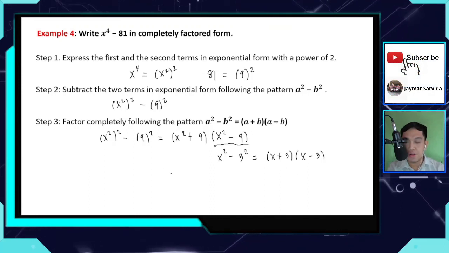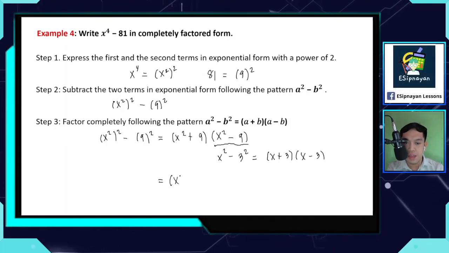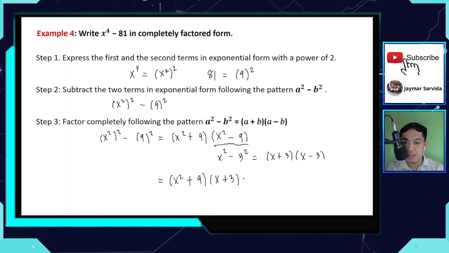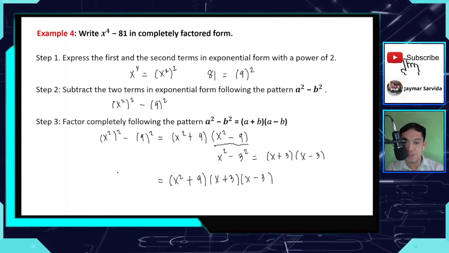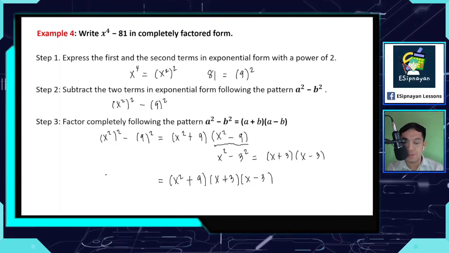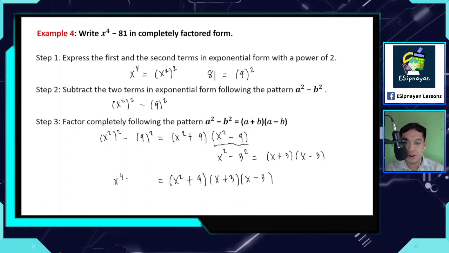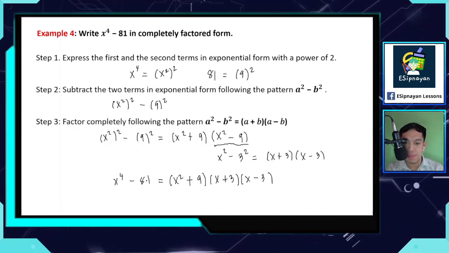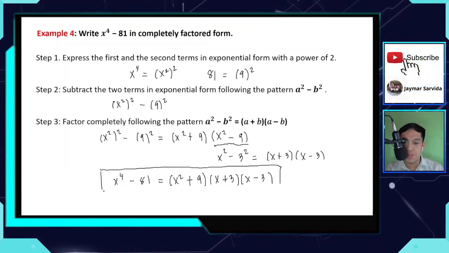Okay, so therefore, yung ating complete factored form is x squared plus 9 times x plus 3 times the quantity of x minus 3. So, ito na ngayon yung ating complete factored form ng ating x raised to 4 minus 81. Okay, I hope na gets ninyo itong ating example number 4.